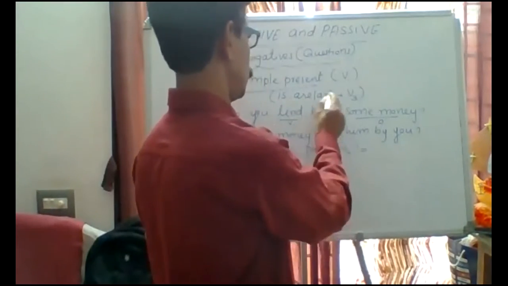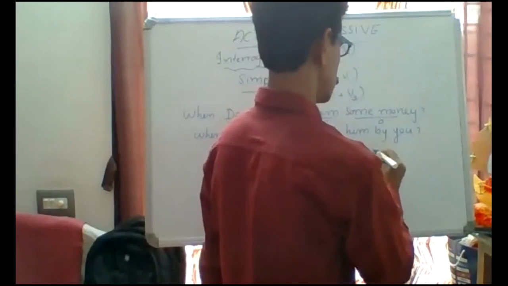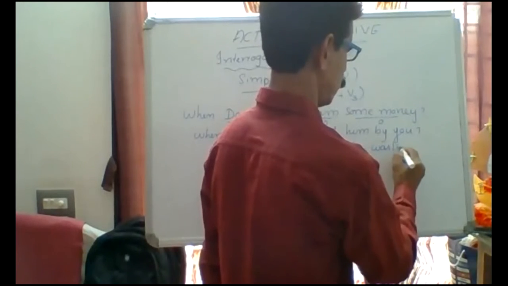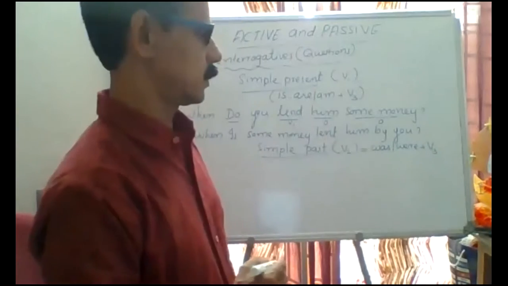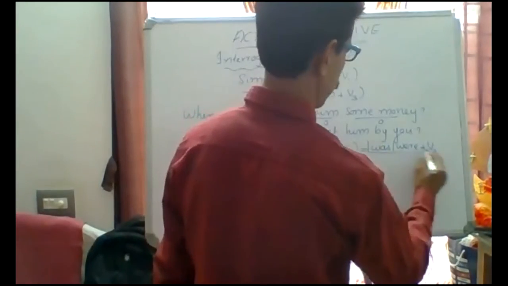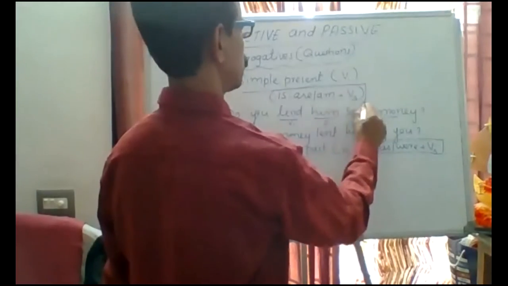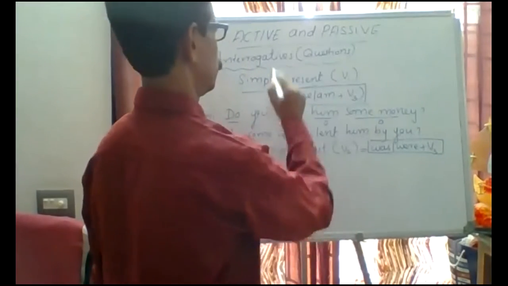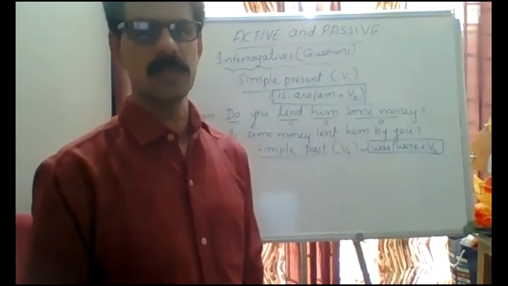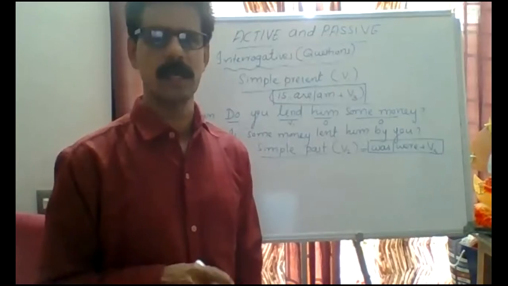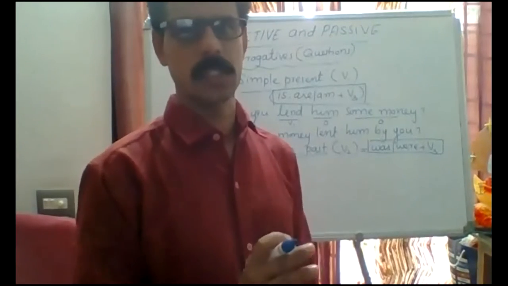Then what will be the past tense of is, are and am? It is was and were. Was or were plus V3. Was, were plus V3. It is the structure of passive voice in simple past. So in simple present, this is the structure of passive voice. Whether it is a question or statement, affirmative sentence or negative sentence, whatever the sentence is, the structure or pattern is the same. You have to follow the same structure everywhere.